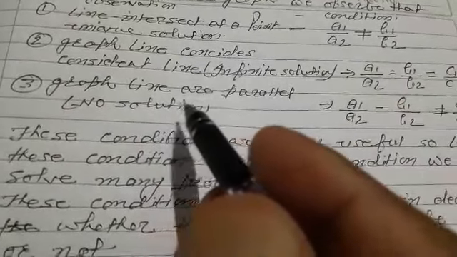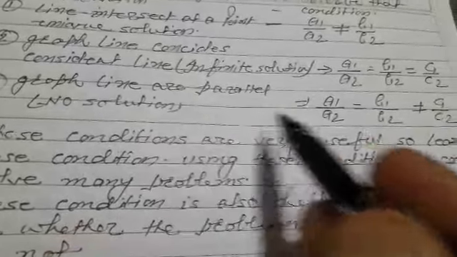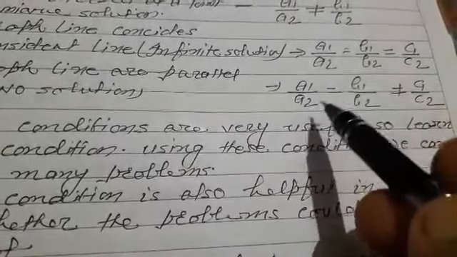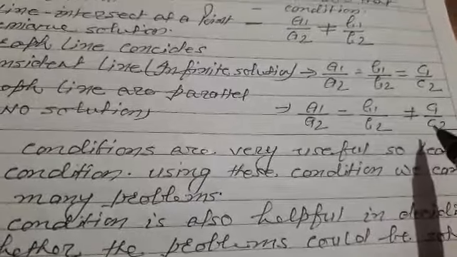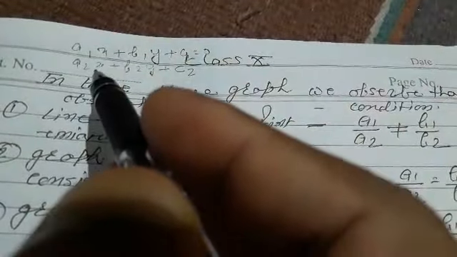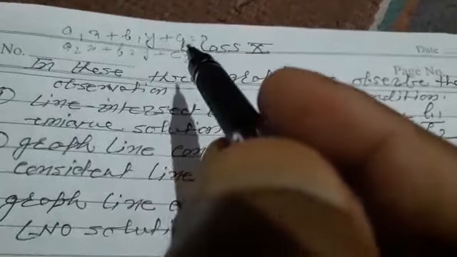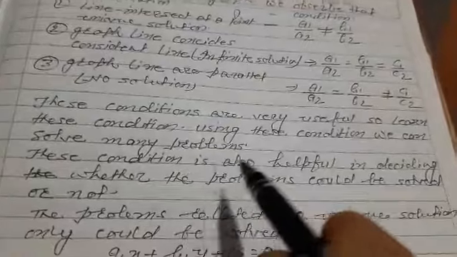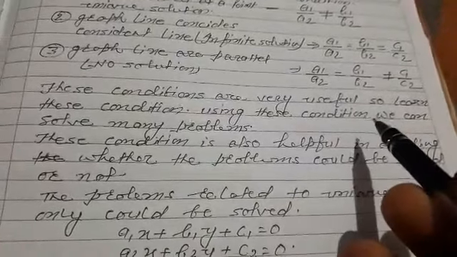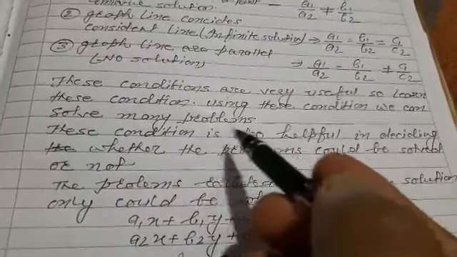And the third one is when the graph lines are parallel. If the graph lines are parallel, there is no solution. What is the condition? A1 by A2 equal to B1 by B2 is not equal to C1 by C2. It means the ratio of x is equal to the ratio of y, but these two are not equal to the ratio of the constant terms. So these conditions are very useful. Learn these conditions. Using these conditions we can solve many kinds of problems.